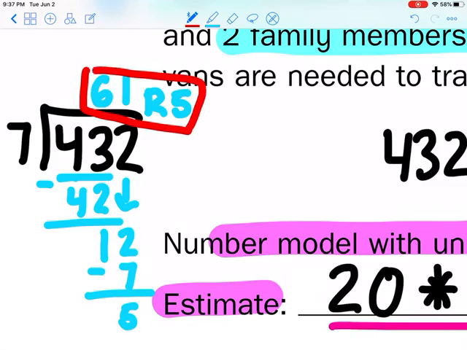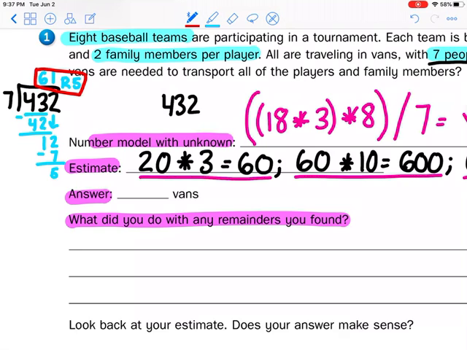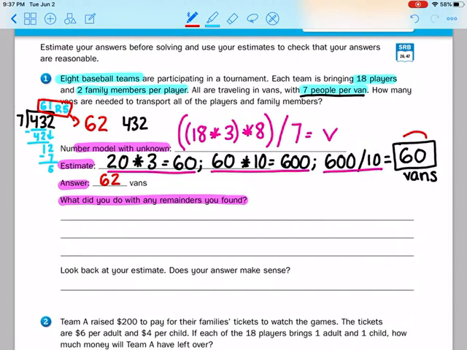Now, the only issue with that is the vans hold 7 people. I can't leave those extra 5 people home, so I need to make another van come and take those 5 people. So my answer is 62 vans, which is pretty close to what our estimate was, which was 60 vans.